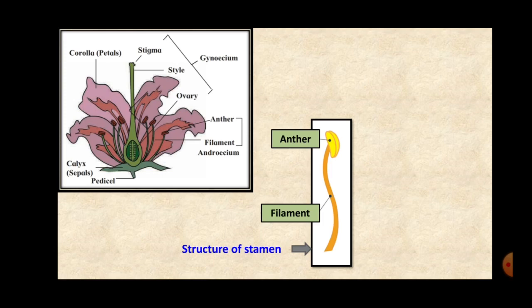And below the anther, with the help of the filament, this stamen is attached to the base of the flower. So the stalk-like structure which attaches the anther to the base of the flower is called the filament. So filament and anther are the two parts of the stamen or the androecium.